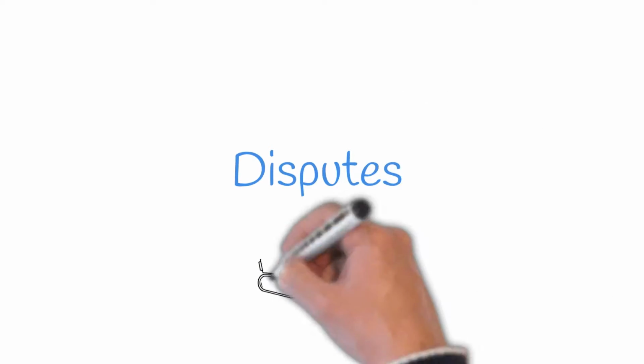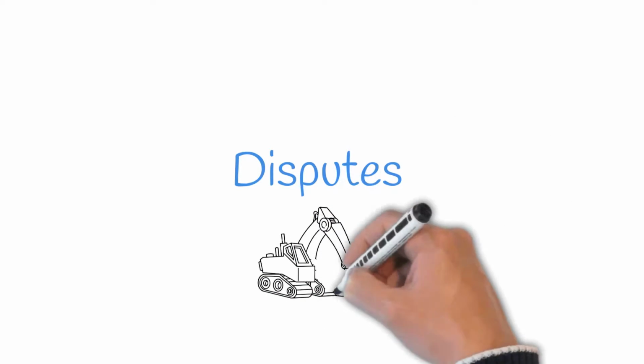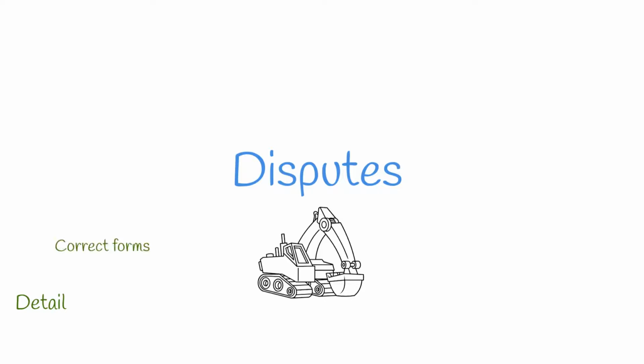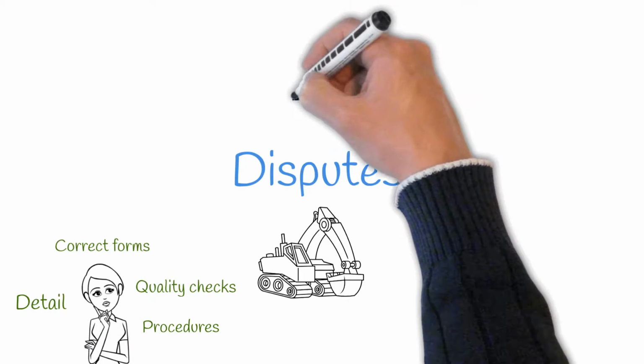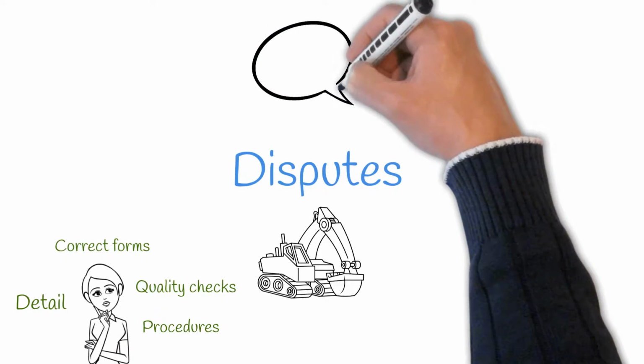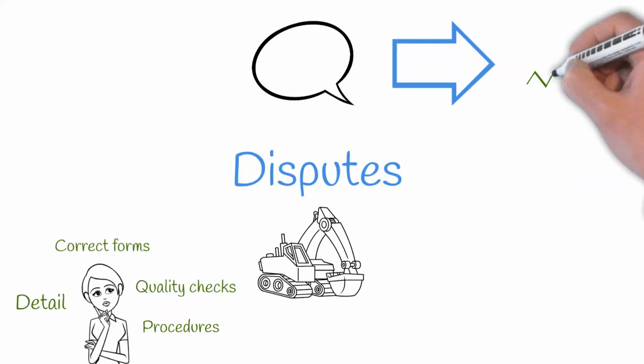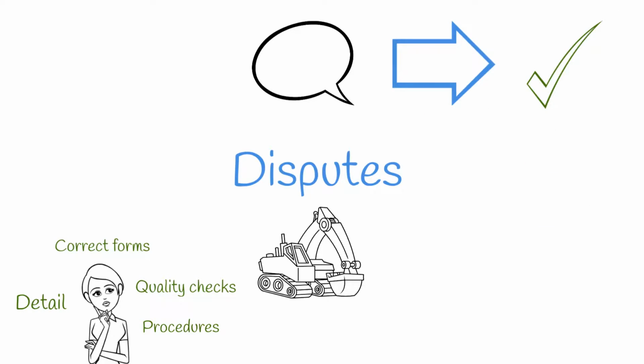Disputes in construction are inevitable. We can do everything in the book to ensure all details are covered, correct forms, procedures, and quality checks are in place. However, there are always going to be disputes that arise. Most of the time, we hope that disputes can be dealt with through proper communication between parties involved. However, this isn't always the case.